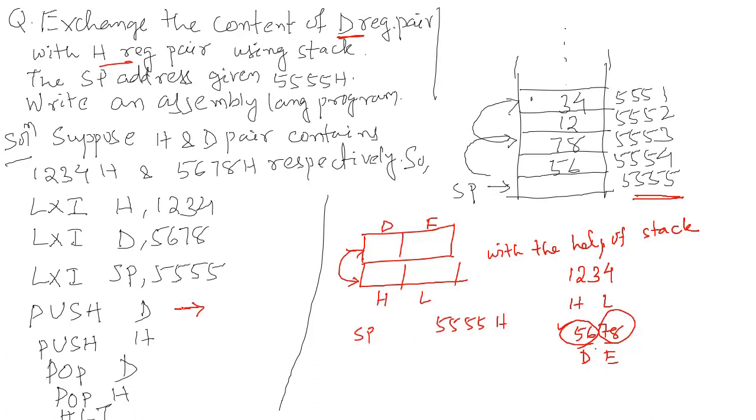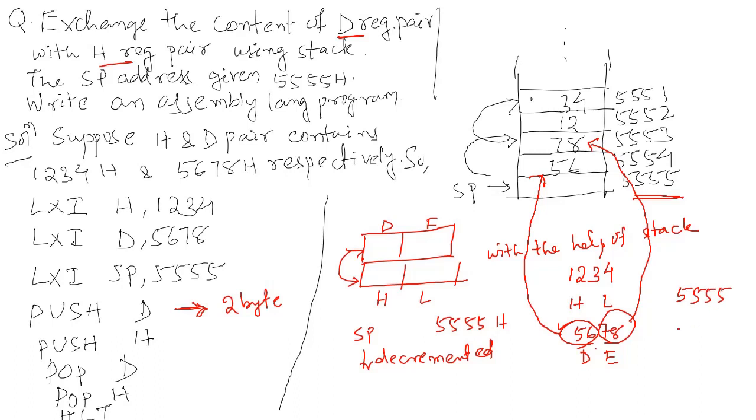After the execution of this instruction line, this 56 will automatically be pushed to the next memory location of the stack. This 78 will be in the next location. This instruction is a 2-byte instruction, so the stack pointer value will be decremented by 2. At the beginning the stack pointer value was 5555 and now it will be 5553. The stack pointer will come to this position now.